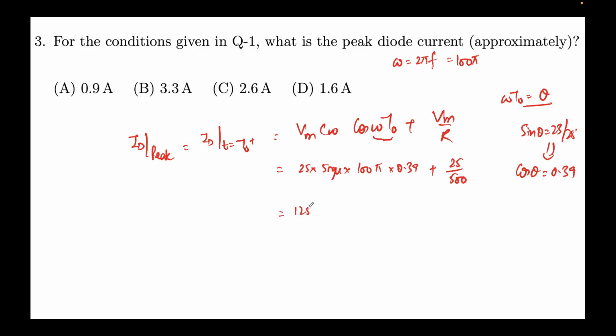So this will come out to be 125 into 0.39 pi, this will be 10 to the power 4, upon 10 to the power minus 6, so it will be 1 over 100. Plus 25 by 500 can be written as 5 by 100. Okay, so now let's evaluate this expression. This will come out to be 125 times 0.39 times pi, approximately 154 by 100, which is 1.54, and this will come out to be 0.05. This will come out to be 1.59 and the units will be amperes. So the closest option is D, 1.6, and that will be our answer for this problem.